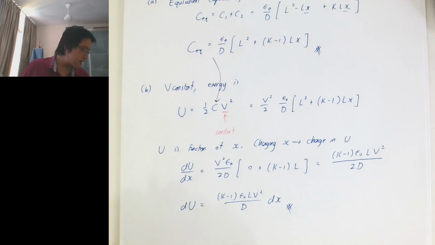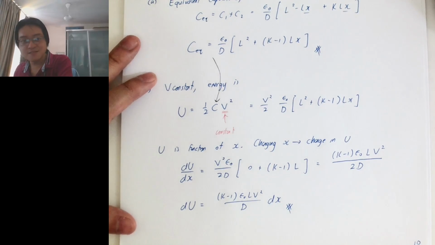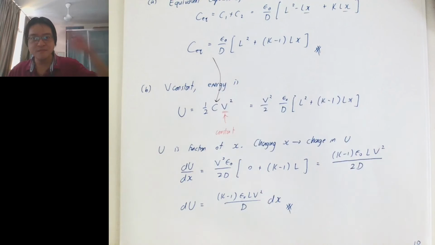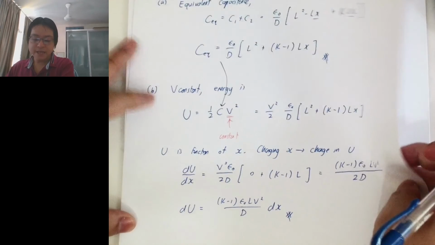Does it seem like a very dirty trick to you? It's just doing dU/dx. Once you have found this dU/dx, that's all. So that is part B, where V is constant.